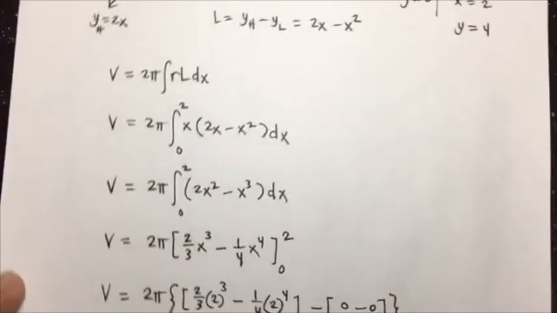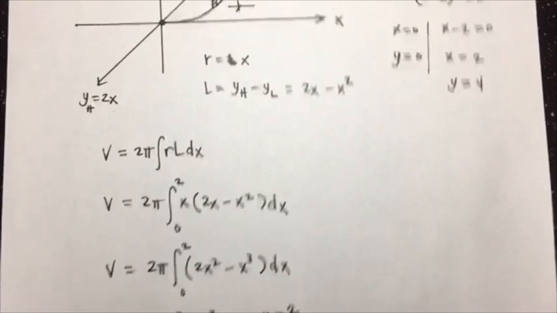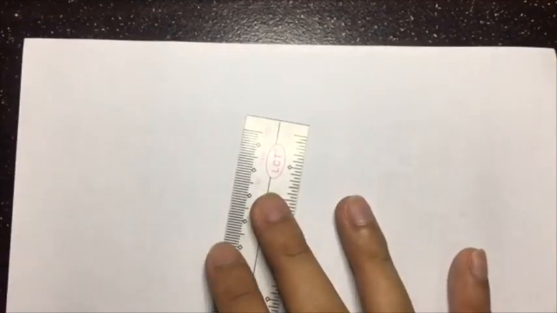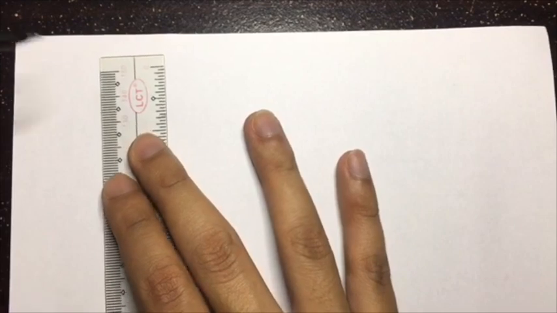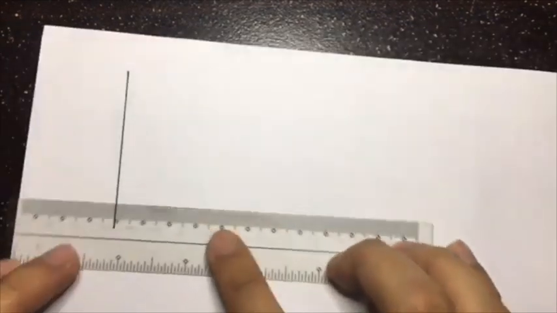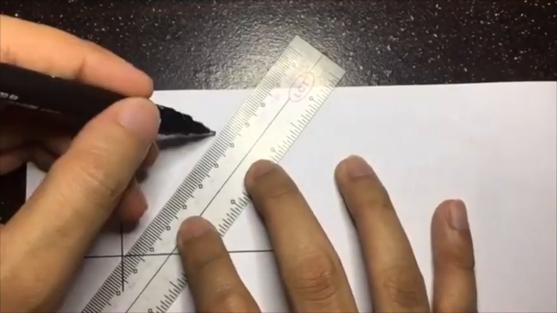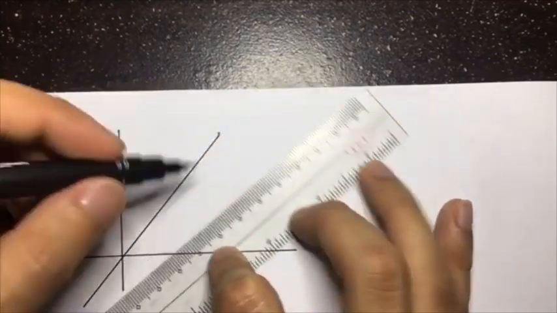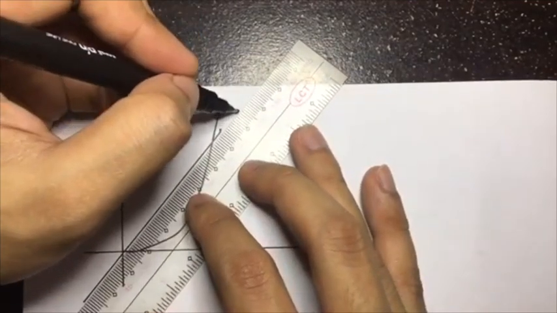Let us compare that with what if we used the ring method instead. So what if we use the ring method? Let us solve this problem using a horizontal strip, by using the method of rings. So let's draw that again. We have a line, and then we have the parabola. Let's extend the line.